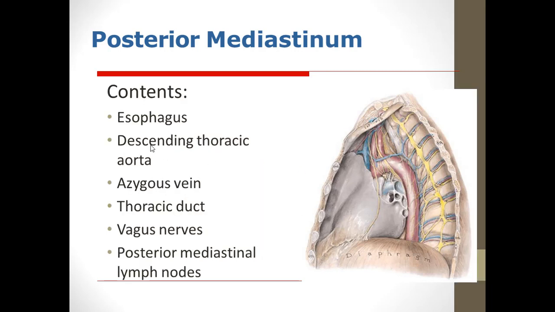Contents of the posterior mediastinum will be the esophagus. Here we can see a small portion of the esophagus. Descending thoracic aorta, we can clearly see in this diagram, this is the descending thoracic aorta. Then we have the azygous vein, thoracic duct, vagi, vagus nerves, right and left, and posterior mediastinal lymph nodes. So all these are contents of the posterior mediastinum.